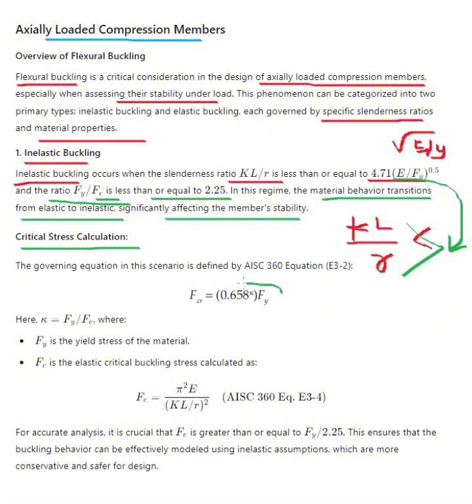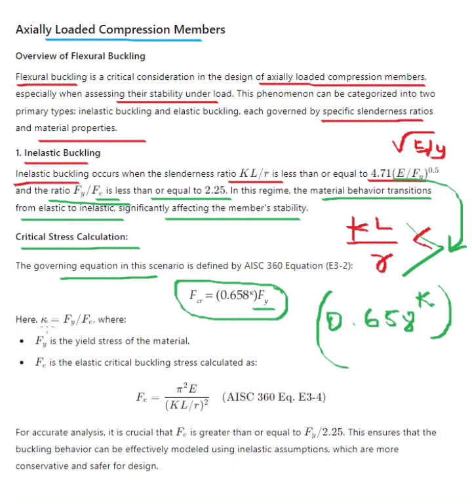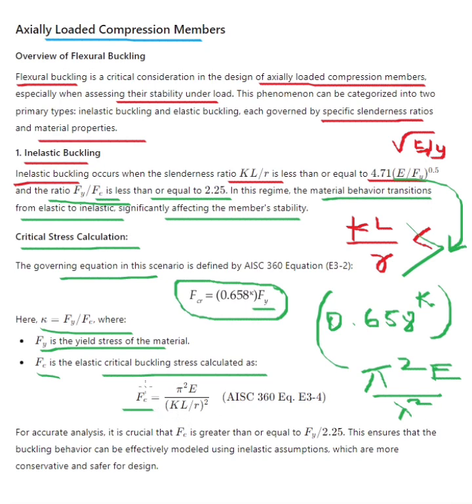Critical stress calculation. We can see how to calculate the critical stress. The governing equation in this scenario is Fcr, the critical stress, equal to 0.658 to the power of (Fy/Fe), times Fy, the yield value. Fy is the yield stress, Fe is the elastic critical buckling stress, which we can calculate as pi squared E over (KL/r) squared. KL/r we can call lambda, so pi squared E over lambda squared. That's the elastic critical buckling stress.